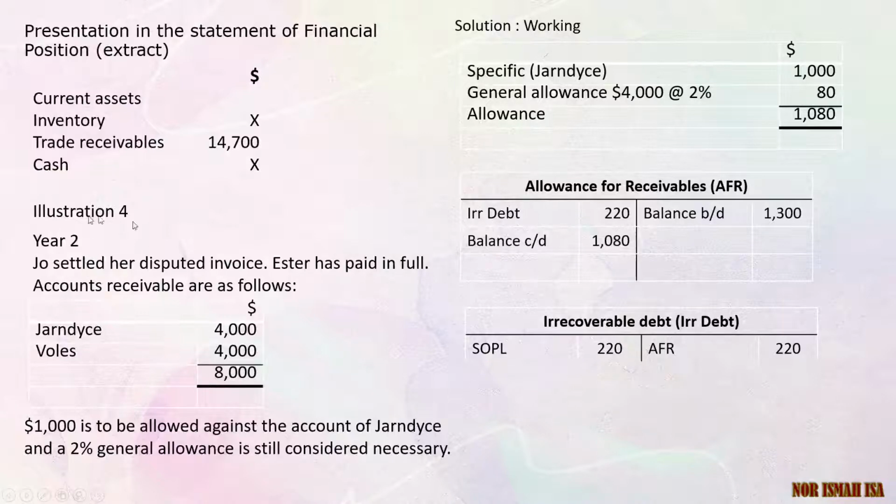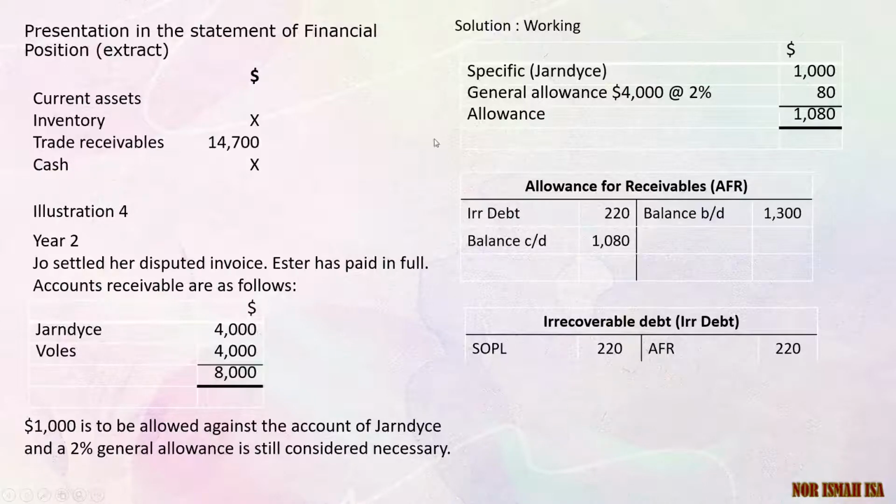For example, in the previous example, in this example Joe settled her disputed invoice. Joe has paid in full, so this is the rest of the account receivable, which is Jandi's 4,000 and Wool's 4,000. So the whole amount for account receivable is 8,000. So at the end of the accounting year, 1,000 is to be allowed against the account of Jandi's, and 2% general allowance is still considered necessary, which is for Wool's.